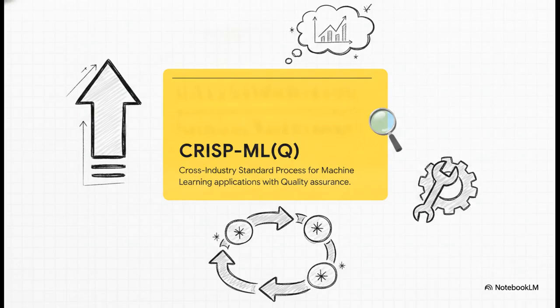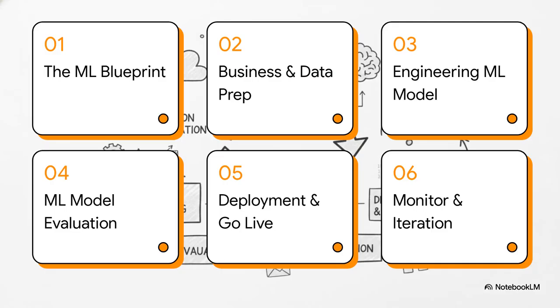Here's the quick roadmap for the explainer today. We're going to hit the 6 critical phases of this framework, starting with the ML blueprint, then business goals and data prep, engineering the model itself, rigorous evaluation, the actual deployment, and finally, the ongoing monitoring and iteration.